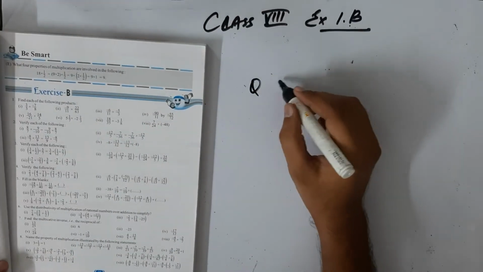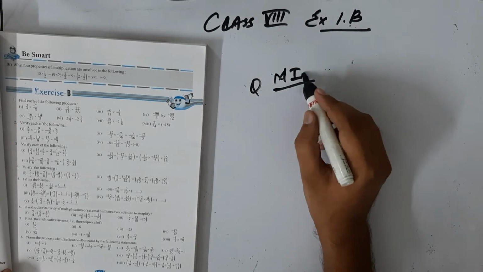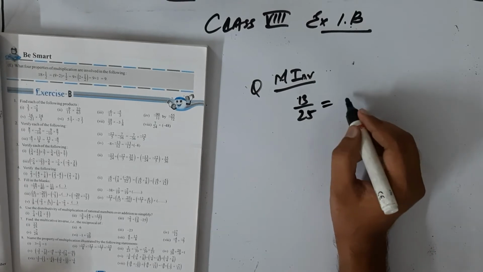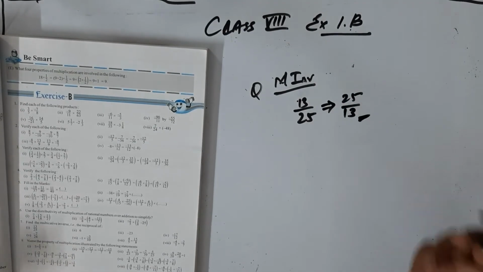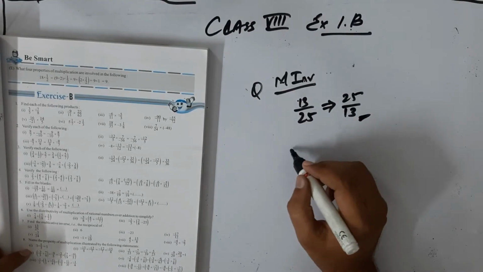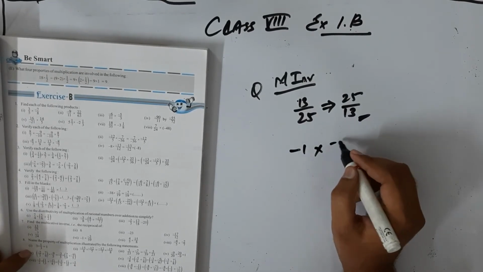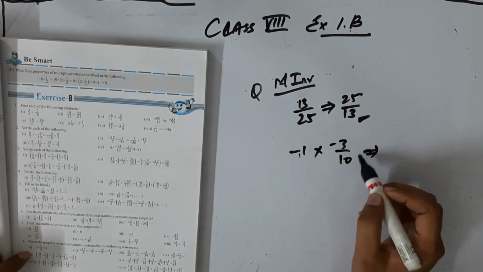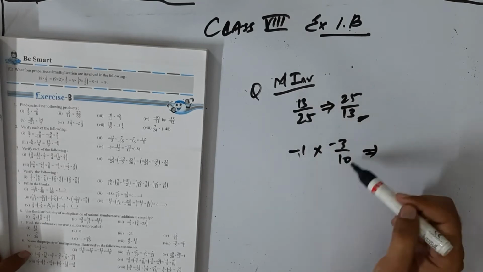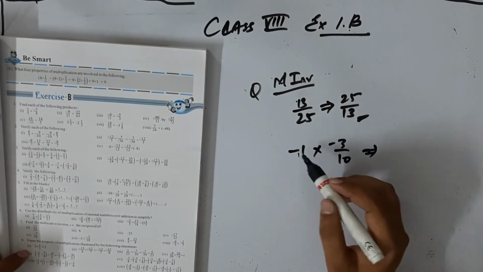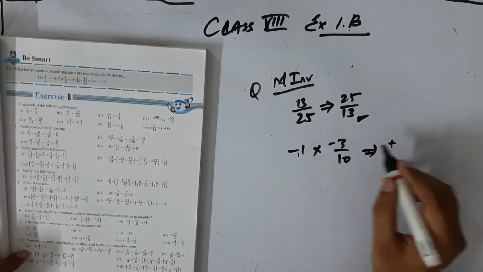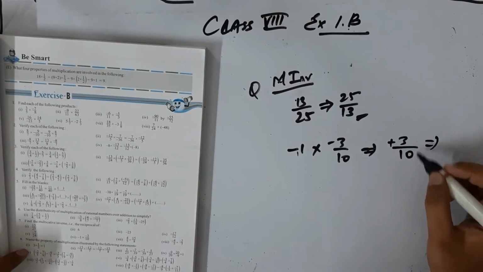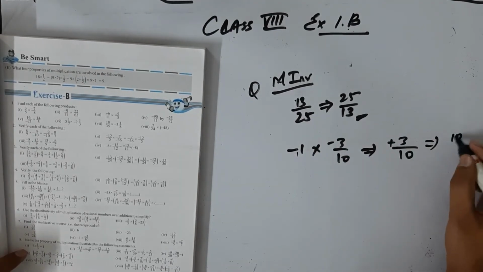Now we have a question. Find the multiplicative inverse of 13 upon 25. Can you tell me the multiplicative inverse? 25 upon 13. Very tough, no? We have to find the multiplicative inverse of minus 1 into minus 3 upon 10. Just remember, firstly it should be a single number, not 2 or 3 numbers. To get a single number, multiply minus 1 into minus 3 upon 10. So it is now a single number, and the multiplicative inverse of this becomes 10 upon 3.